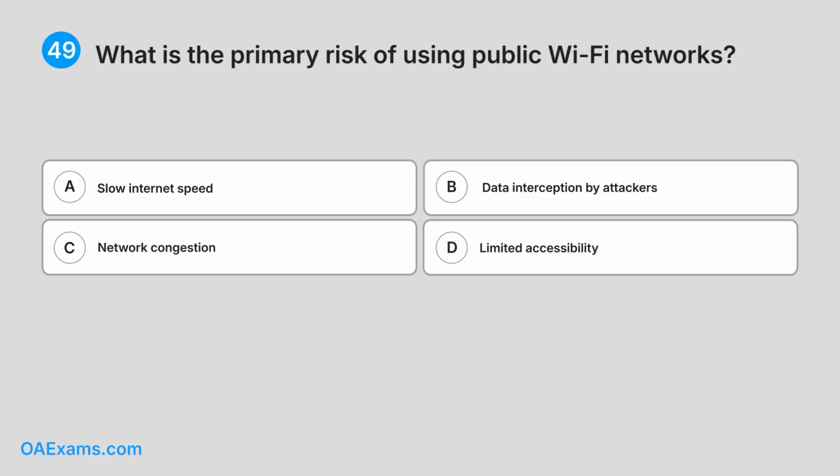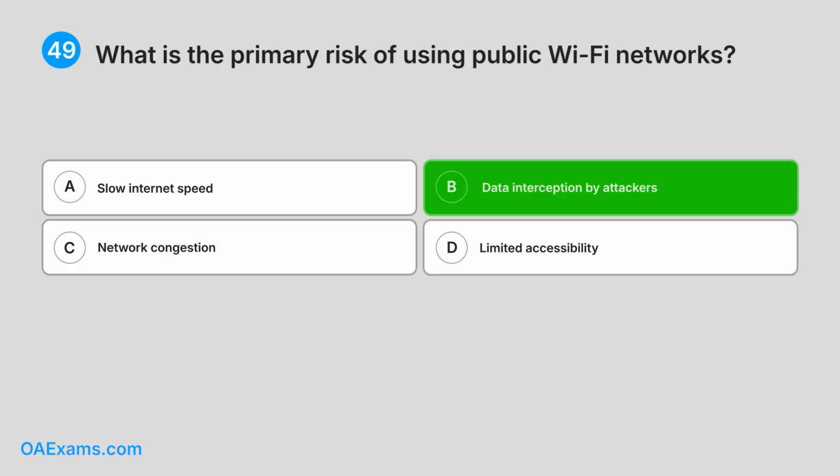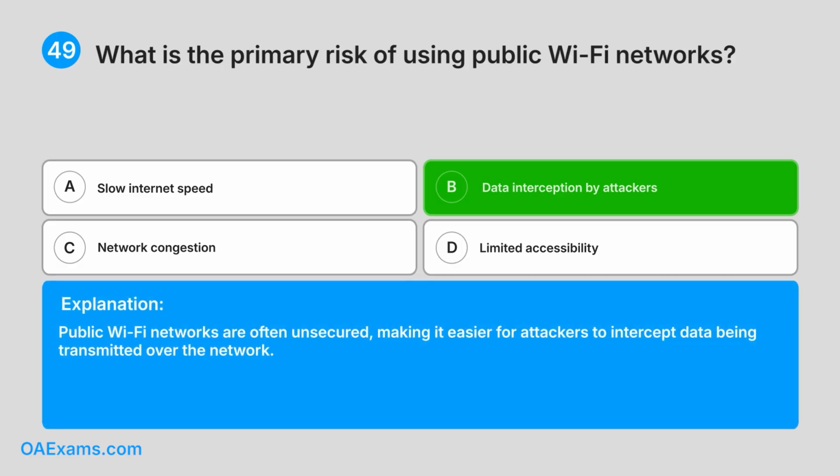Correct answer, B. Data interception by attackers. Explanation. Public Wi-Fi networks are often unsecured, making it easier for attackers to intercept data being transmitted over the network.